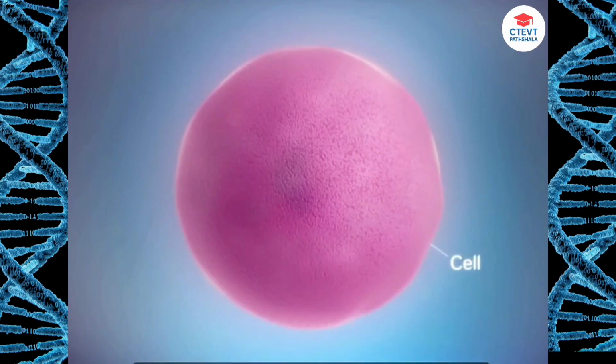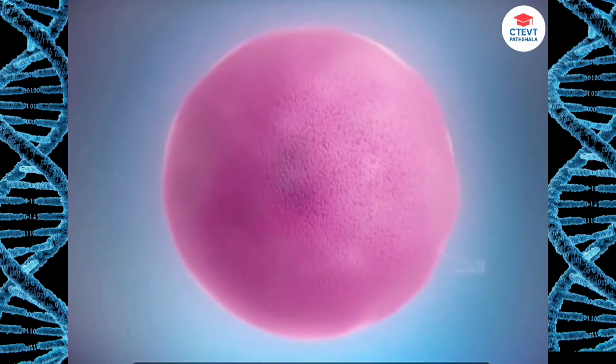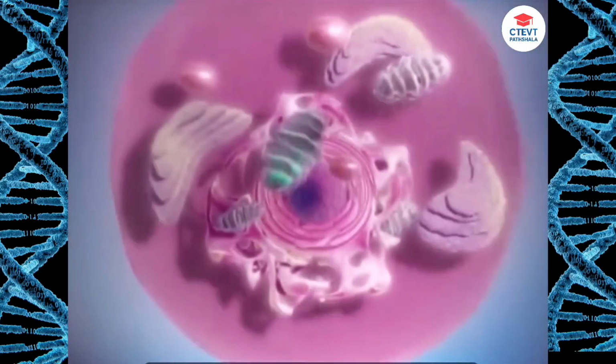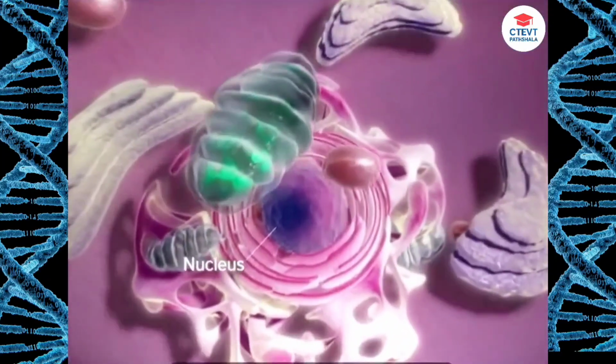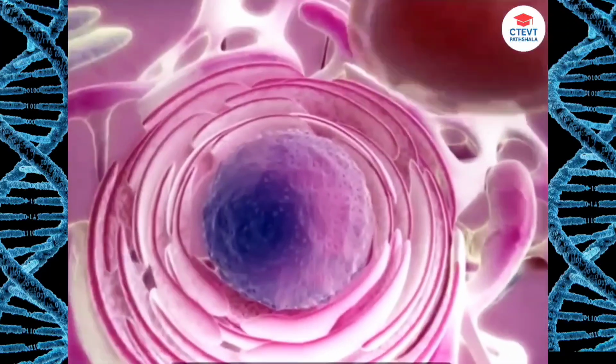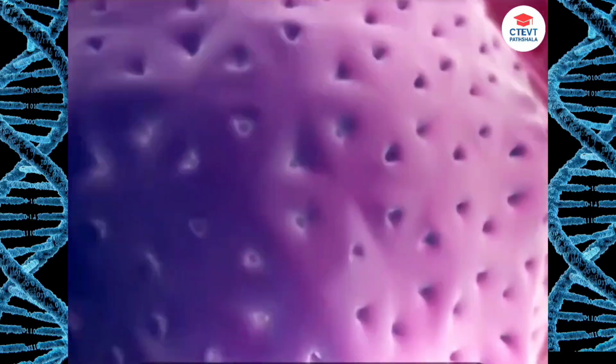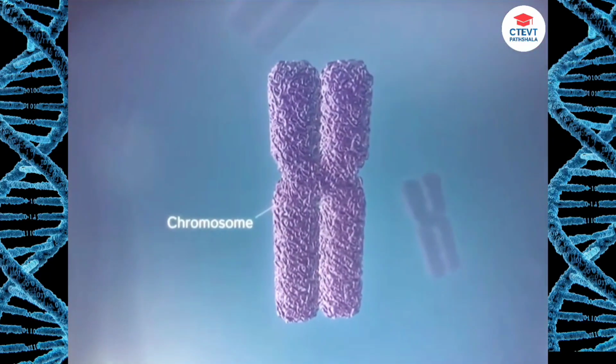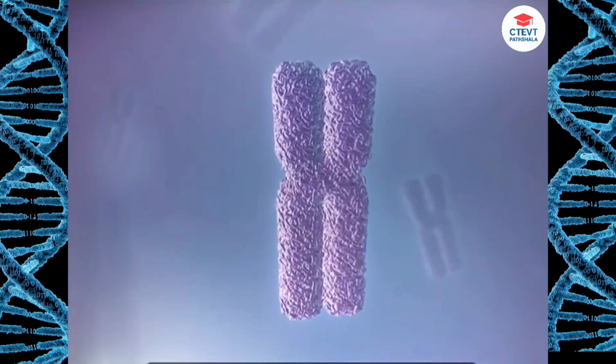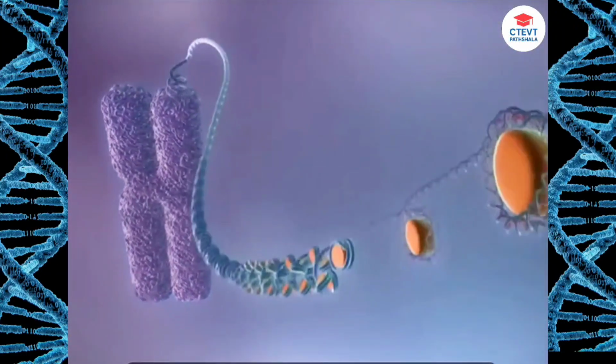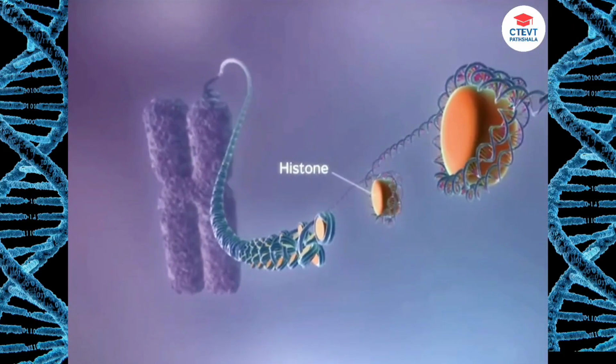Here is a cell, the basic unit of all living tissue. In most human cells, there is a structure called a nucleus. The nucleus contains the genome. In humans, the genome is split between 23 pairs of chromosomes. Each chromosome contains a long strand of DNA, tightly packaged around proteins called histones.